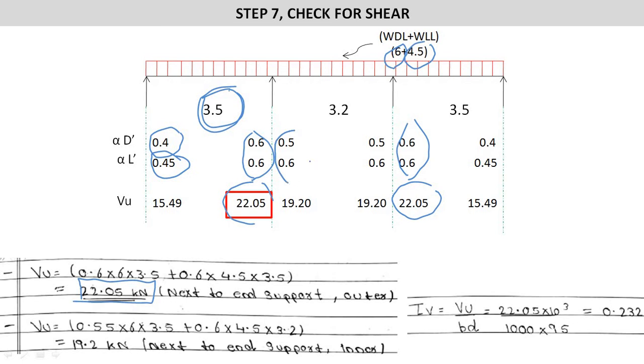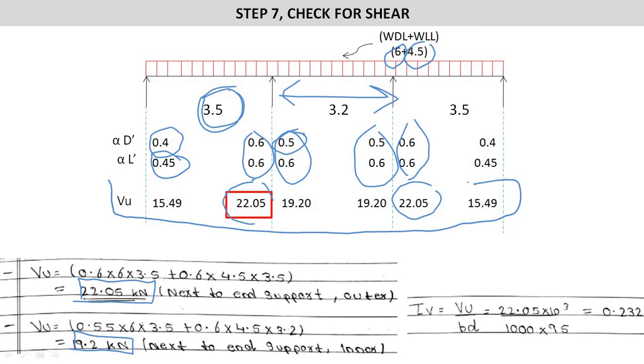Now we will move on to these values. For that it will be 0.5 into 6 into 3.2, its distance, plus 0.6 into 4.5 into 3.2. So we will have the value as 19.2 kilonewton. Now from all these values of VU, we have to select one maximum value. So highlight the maximum value, which will be used in the further calculation.